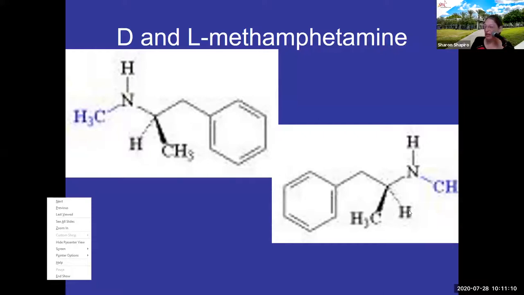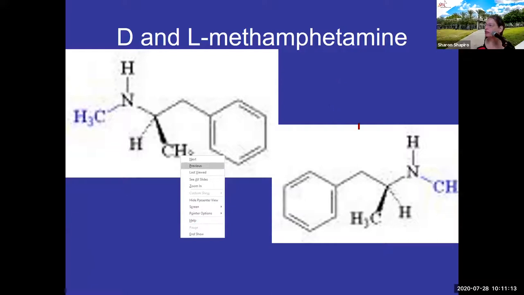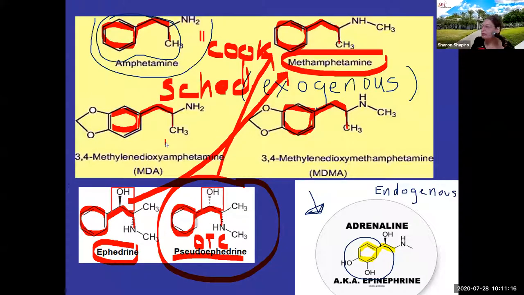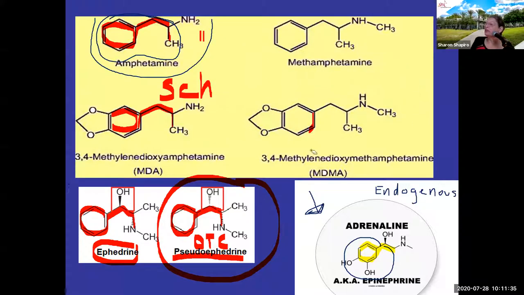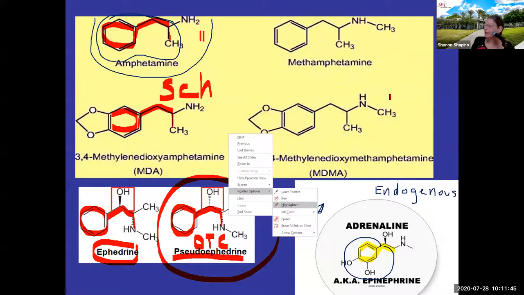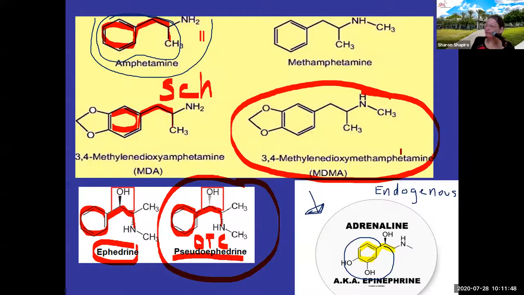I have to tell you, when ecstasy, can I clear this? I don't know if I have an eraser. Ah, there you go. So when you look over here, again, this is ecstasy. Let me get the color again. All right, this is ecstasy. And now after all that erasing, I forgot what I was going to say.